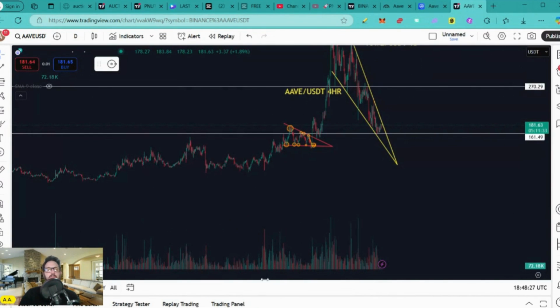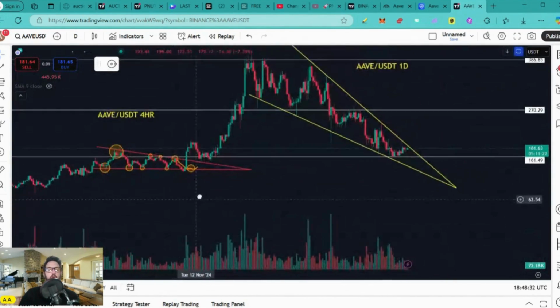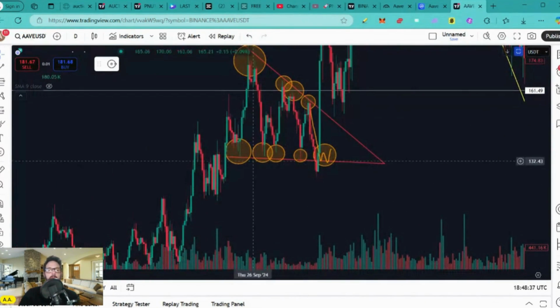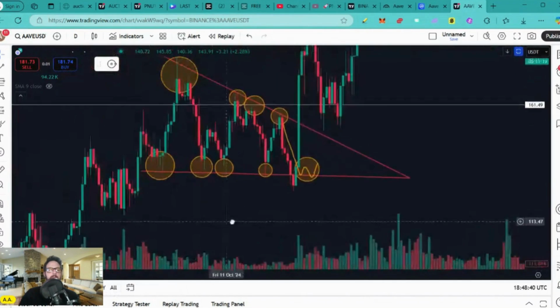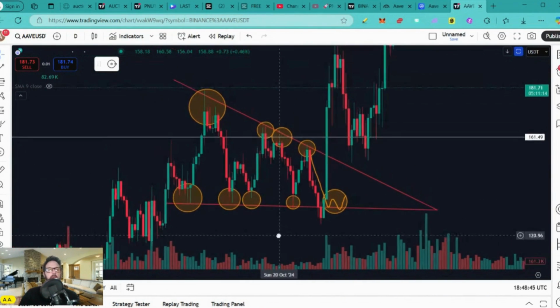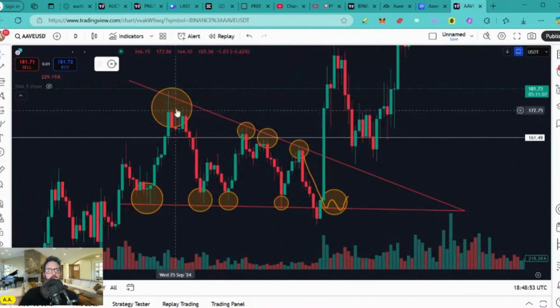I shared this with you on my Telegram group. Look at this, guys. We had this lower descending red trend line that had been acting as support. As you see, the price action bounced here multiple times, bounce after bounce. And also we had this upper descending red trend line that had been acting as a resistance. As you see, the price action got rejected here, another rejection, another rejection.